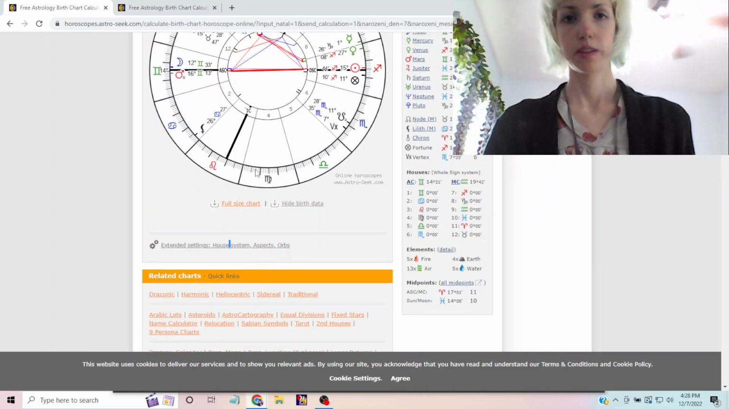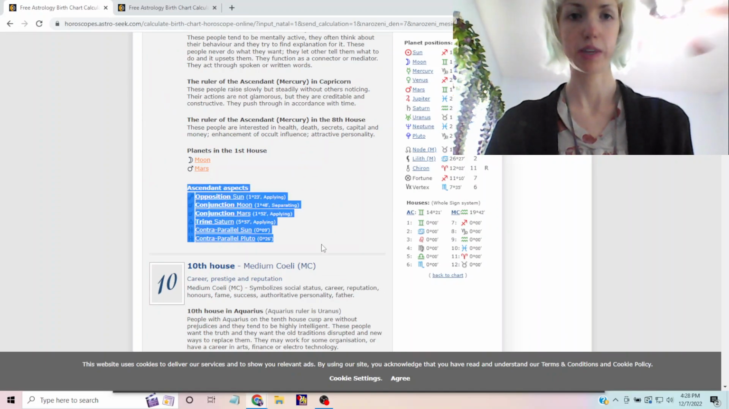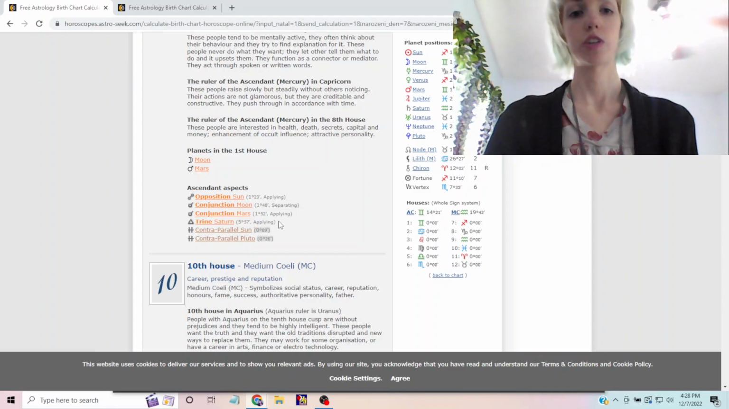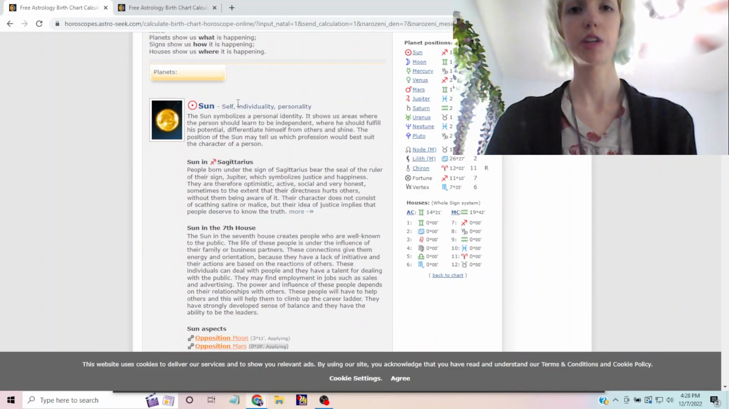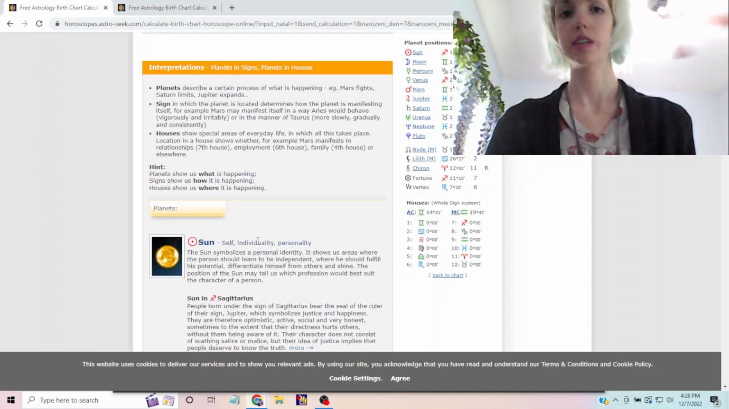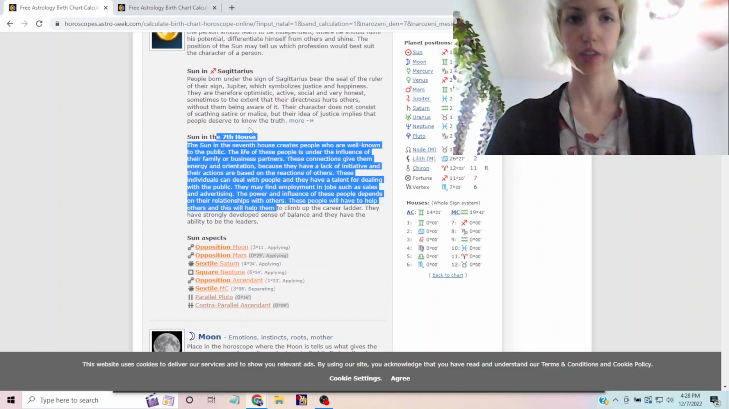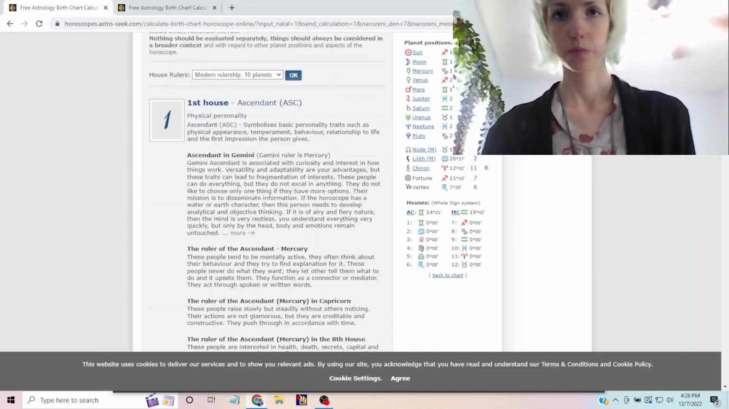So yeah, okay, these are making aspects. You can see all your aspects. Is it making a 180 degree? Is it making a trine? So you can read more on Astro Seek. It'll tell you a little bit about each planet in each sign and each house. So that'll be really helpful when you're on here.